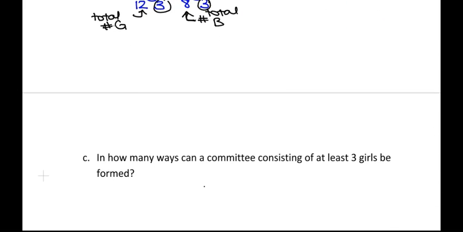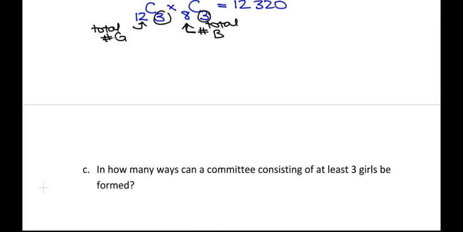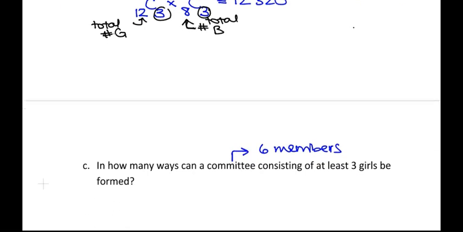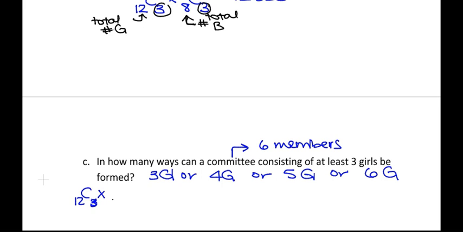In how many ways can a committee consisting of at least 3 girls be formed? This question is very interesting because it gives us more than one possibility. First of all, the committee is going to have a maximum of 6 members. It said that in the original question. If we take a peek back, it says we're trying to pick 6 members to be on the subcommittee. So if we want at least 3 girls, at least means 3 or more. So we could have 3 girls or 4 girls or 5 girls or 6 girls. We know how to calculate the number of ways in which there can be 3 girls because we just did that in the previous question. So from the pool of 12 girls, we could choose 3, and then our remaining 3 members would come from the pool of 8 boys.